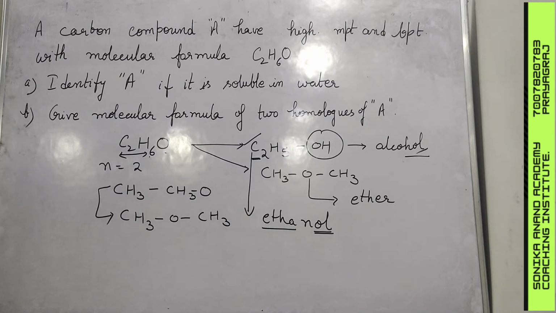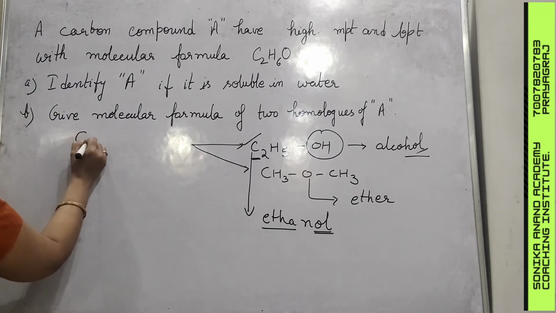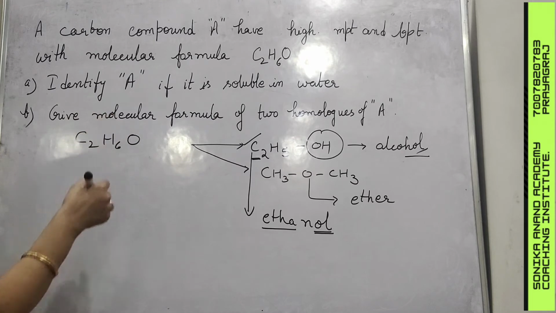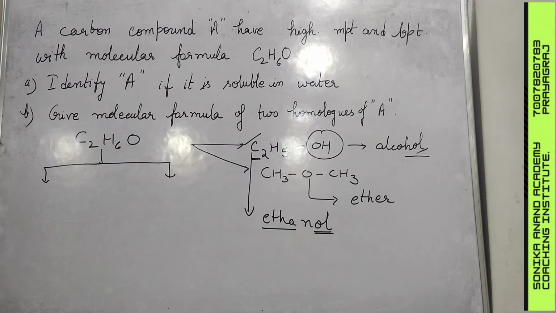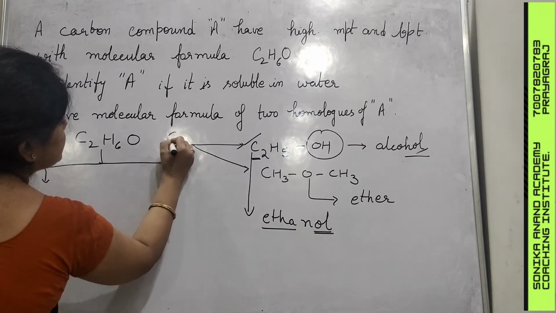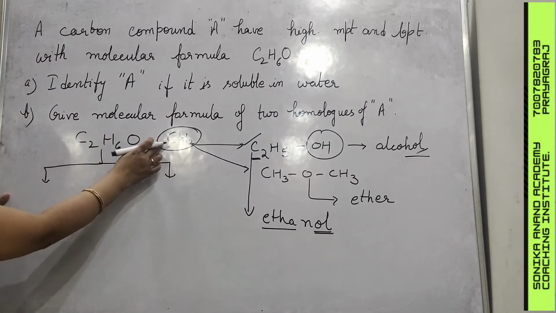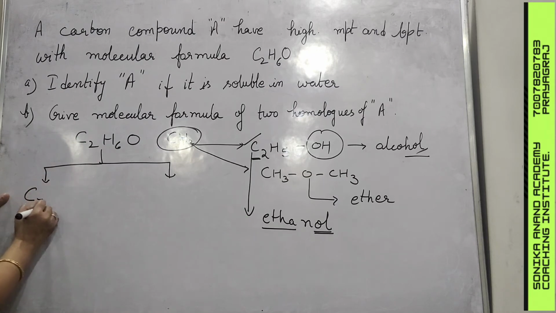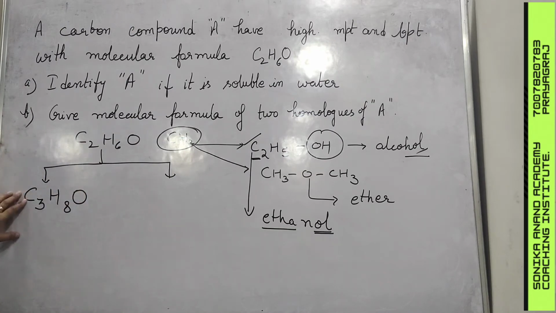Now the next question is over here. Write the two homologues. Okay, now how can we write the two homologues? We have the compound C2H6O and we have to write two homologues for this. Now for every homologue there is a difference of a CH2 group. So when we add CH2 to this, that is one carbon is added, it becomes C3, H 6 to 8, and O. This is another homologue of this one.